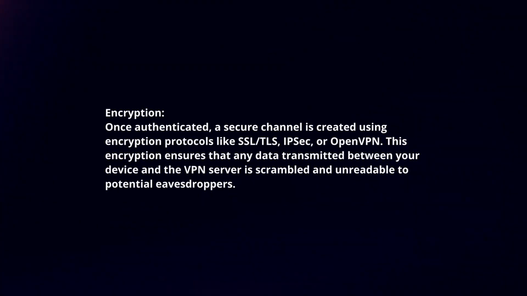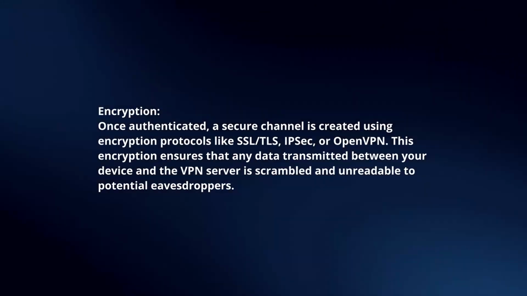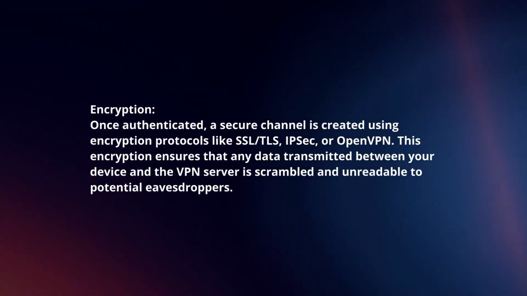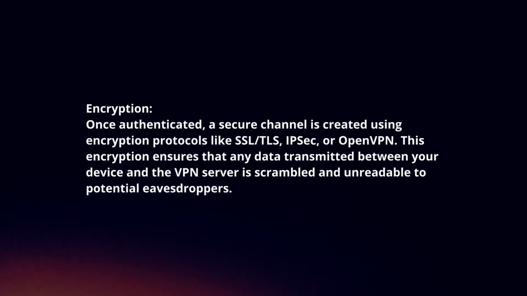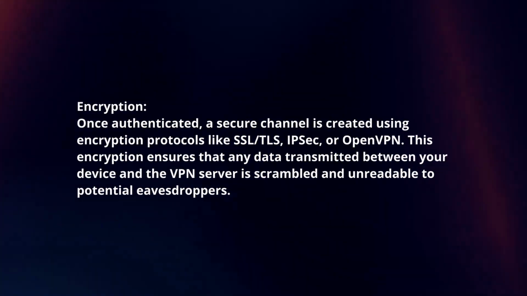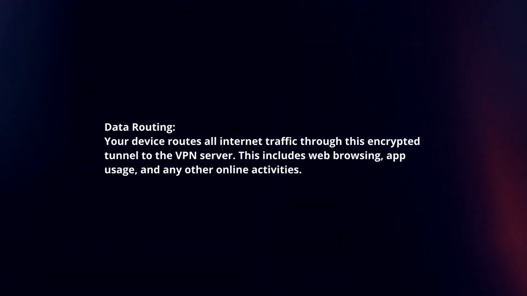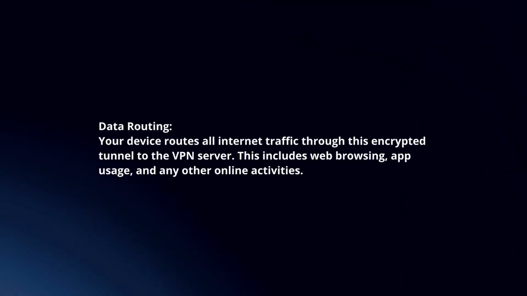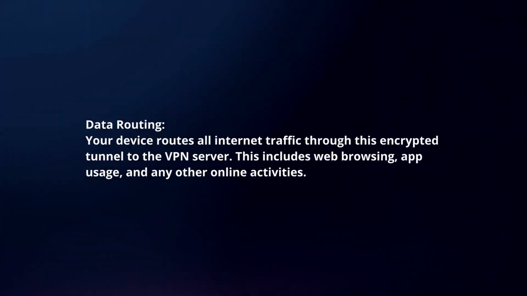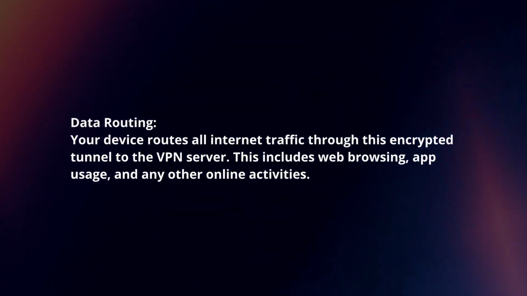Encryption. Once authenticated, a secure channel is created using encryption protocols like SSL/TLS, IPsec, or OpenVPN. This encryption ensures that any data transmitted between your device and the VPN server is scrambled and unreadable to potential eavesdroppers. Data routing. Your device routes all internet traffic through this encrypted tunnel to the VPN server. This includes web browsing, app usage, and any other online activities.